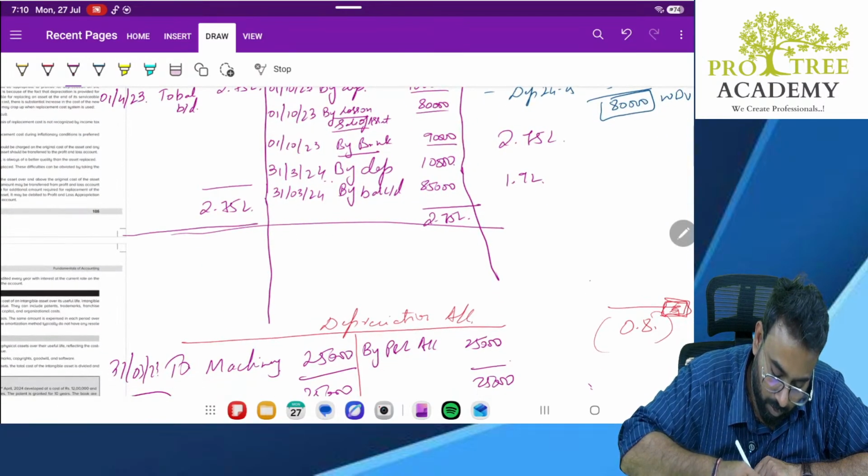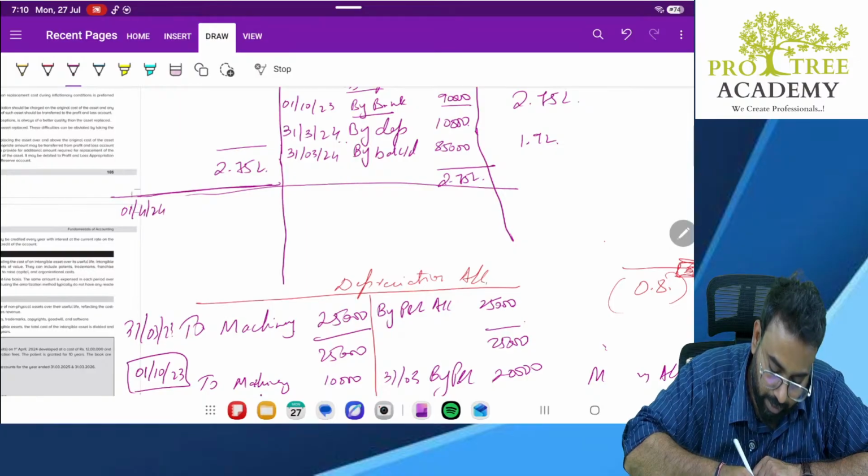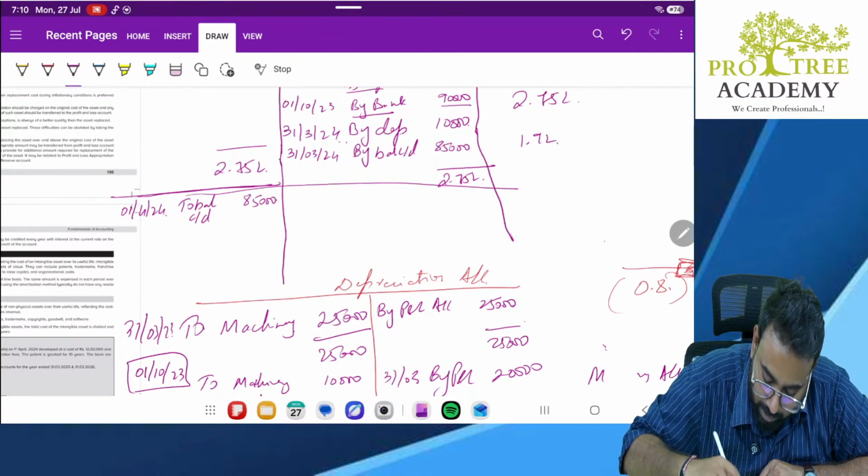Okay. Now again, this will be brought down to the next year. 01st April 2024 to balance carried down 85,000. Yes, Hemant, thanks. 85,000 is the answer, correct?